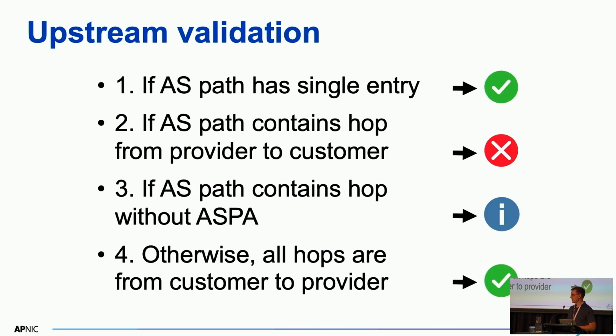There are two validation algorithms in the documents. One is for when you are upstream of the next ASN, and one is for when you're downstream of the next ASN. The upstream validation algorithm is simpler, so I'm going to go through that first, followed by downstream. So the process here at a high level: if the AS path has a single entry, then it's valid. If the AS path contains a hop from a provider to a customer, then it's invalid because there's a leak. If the AS path contains a hop without an ASPA, then it's not possible to say one way or the other whether it's valid or invalid, so it has unknown status. Otherwise, all the hops are going to be from customers through providers, and the route is valid.